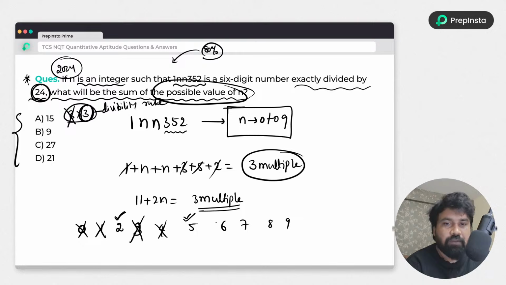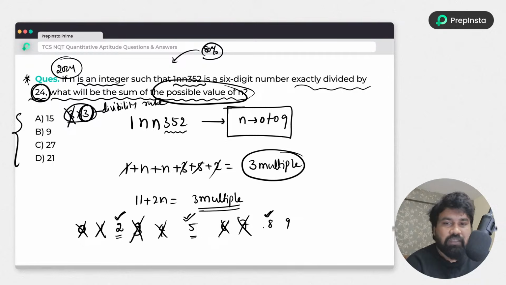So it is a 3 multiple. When I substitute n values, 2 gives a 3 multiple, 5 gives a 3 multiple. Similarly, 6 is nothing but 12 plus 11, so 33 is not the correct answer, and 23 is not the correct answer either. Again, 14 plus 11 gives 25, which is also not a 3 multiple.